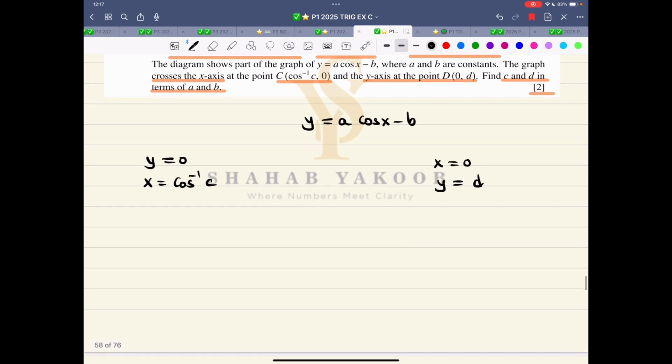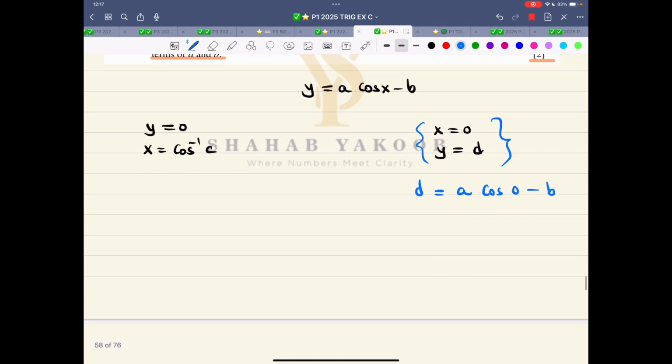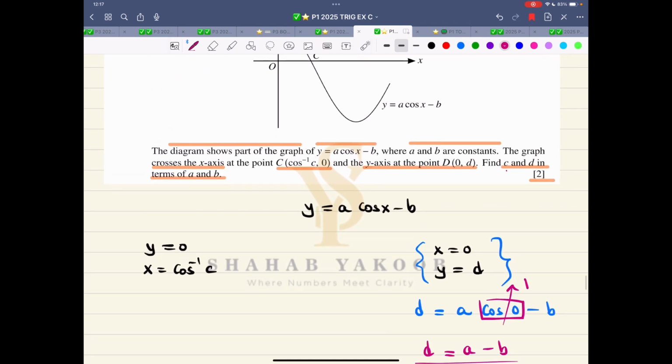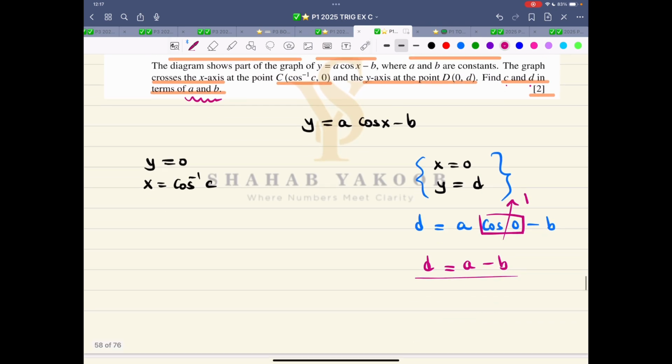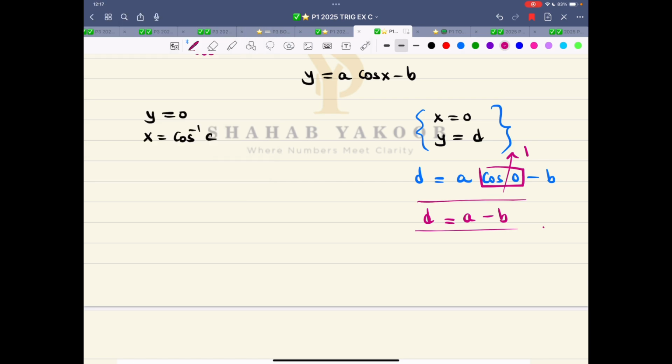So now first of all, let me plug in this one. In this particular equation, let me plug in these values. When x is 0, y is d. So d equals a cos of 0 minus b. Now don't be in a hurry. Cos of 0 is not 0. Cos of 0 is 1. So therefore a minus b equals d. We are finding c and d in terms of a and b. So now d is found over here. That is the first thing.